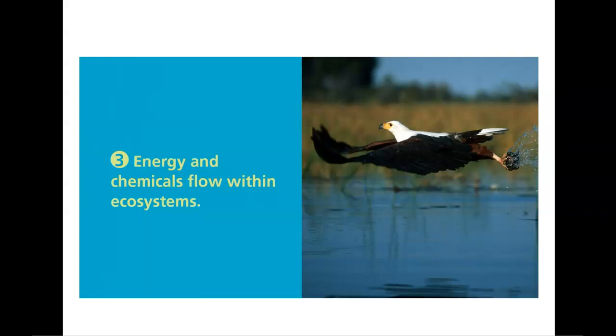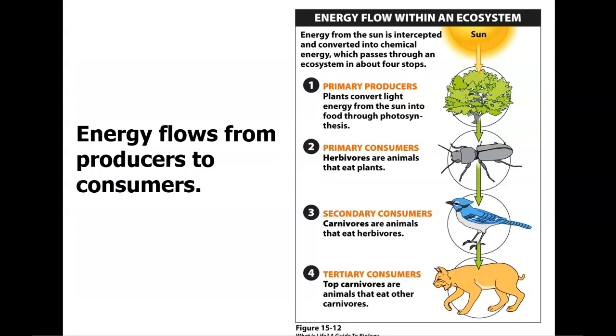Energy and chemical flows within the ecosystem. So here you see energy flows from producers to consumers. So the pathway is going to begin here with the sun. Most of the energy is going to be absorbed and reflected by Earth's atmosphere or surface. About 1% is going to be intercepted and going to be converted into chemical energy through photosynthesis.